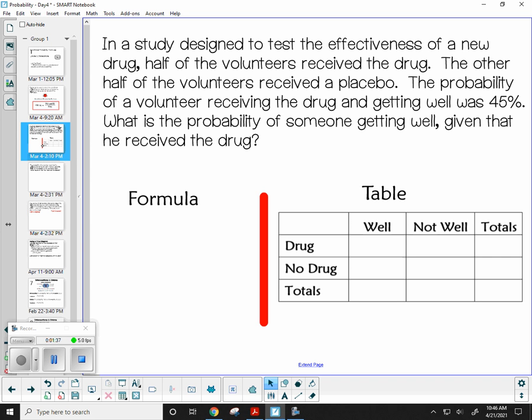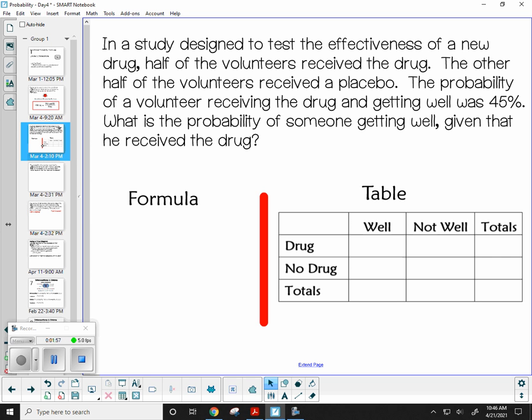So here's our example. Says, in a study designed to test the effectiveness of a new drug, half of the volunteers received the drug. The other half of the volunteers received a placebo. The probability of a volunteer receiving the drug and getting well was 45%. What's the probability of someone getting well given they received the drug?